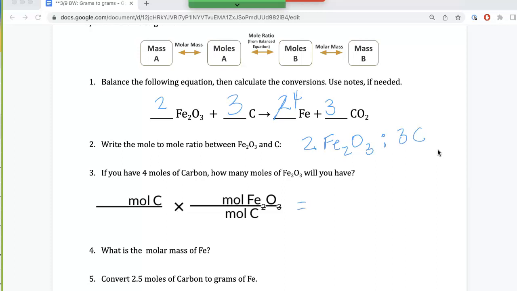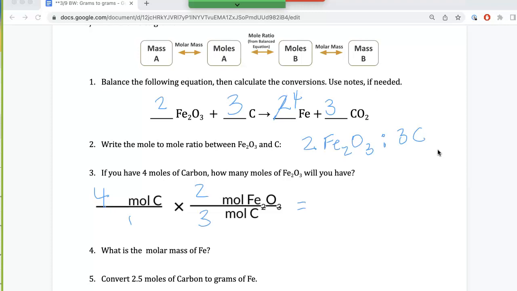Next, I see my fractions that are going to help me determine this. So if you have 4 moles of carbon, I need to always remember when I'm writing any sort of conversion, I start with my given over 1, so 4 moles of carbon over 1. How many moles of iron oxide will you have? Well, I'm going to go back, look at my mole-to-mole ratio. There's a 2 in front of Fe2O3 and a 3 in front of carbon.